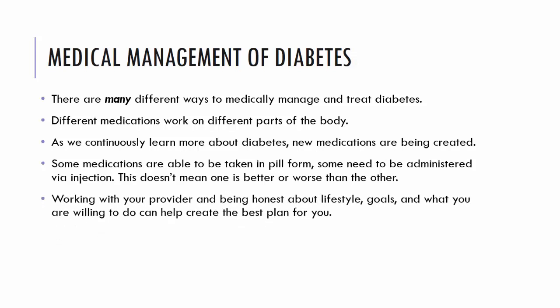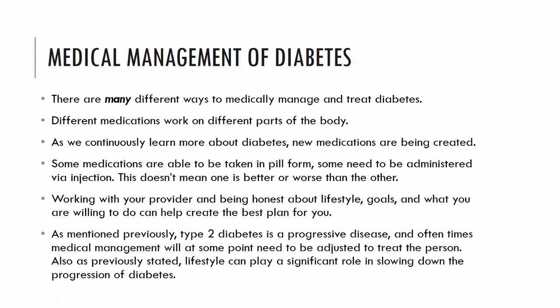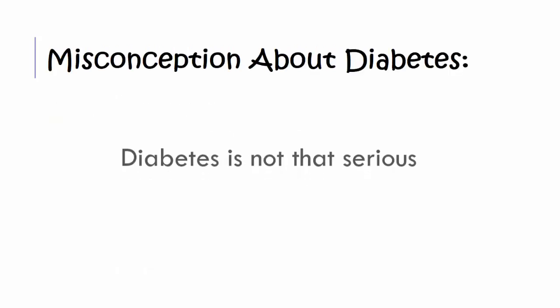Working with your provider and being honest about your lifestyle, your goals, and what you are willing to do can help create the best plan for you. As mentioned previously, type 2 diabetes is a progressive disease, and oftentimes medical management will at some point need to be adjusted to treat the person. Also, as previously stated, lifestyle can play a significant role in slowing down the progression of diabetes.